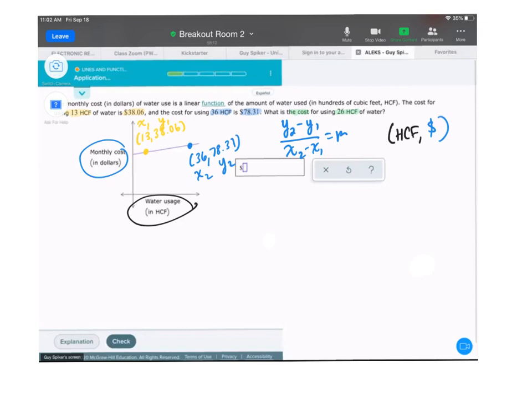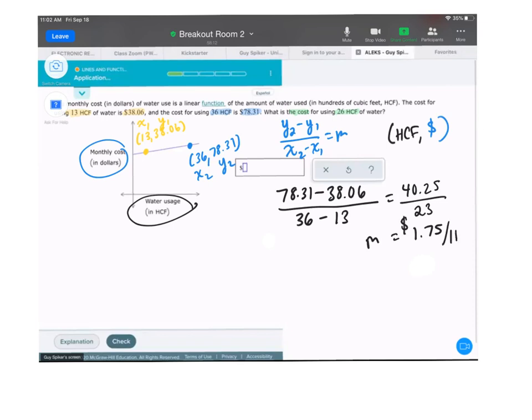We're going to go ahead and plug these in. So 78.31, which is your y2, minus 38.06, which is your y1, over 36 minus 13, and that's your x2 and your x1. Then you can just use your calculator because it says you're allowed to use a calculator on the standard. I'm going to do that real quick and come back with the answer. So our slope is 1.75, and that's going to be dollars per 1 HCF.